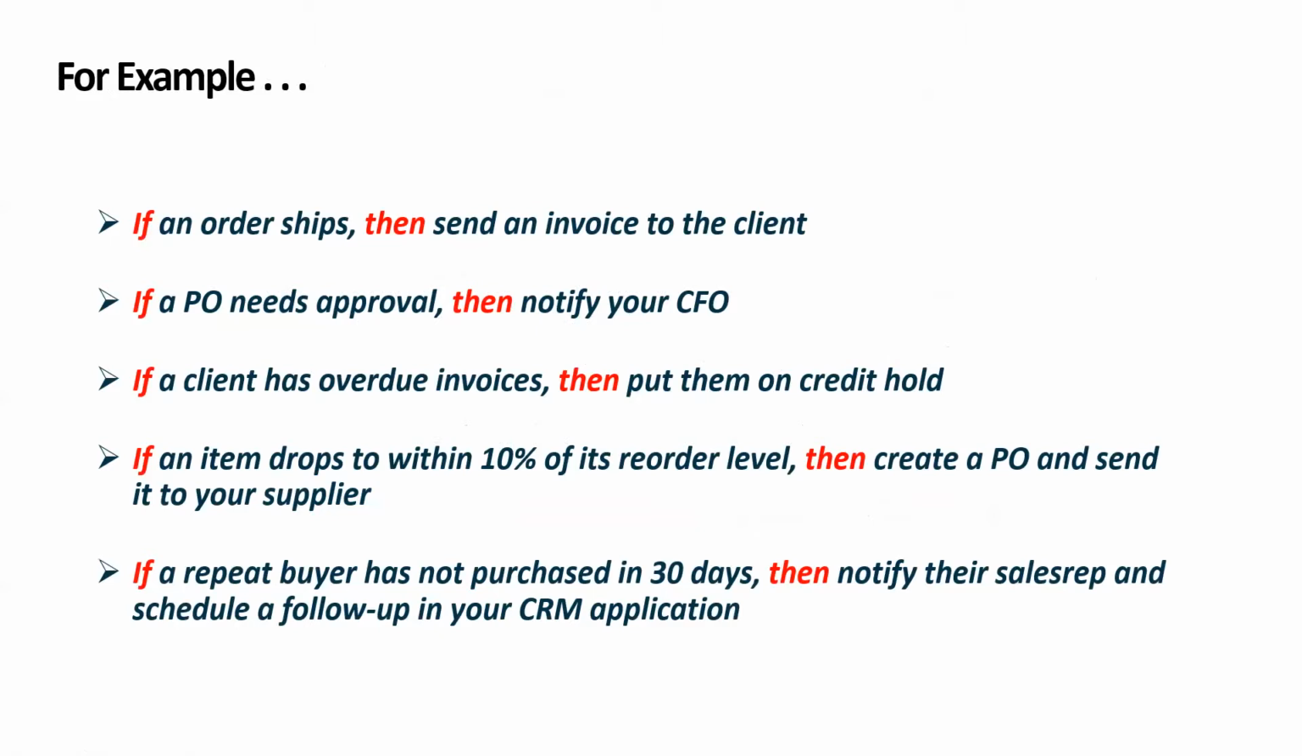And what's the best way? Email, text message. We have those capabilities. If a client has overdue invoices, then put them on credit hold, flip a switch in the database using an update query. If an item drops within 10% of its reorder level, then create a purchase order and send it to your supplier. Or if a repeat buyer has not purchased in 30 days, then notify their sales rep to follow up with that person.